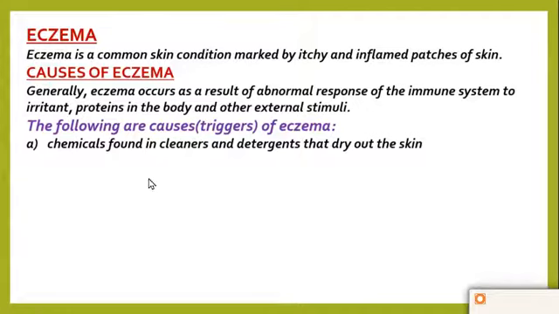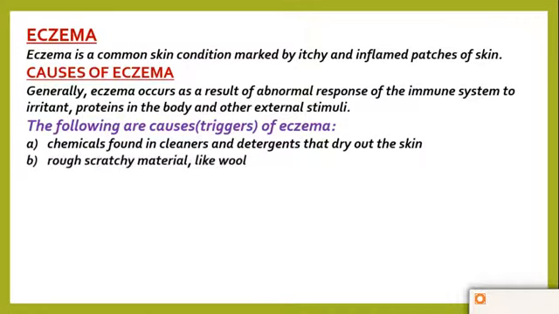So one, chemicals found in cleaners and detergents that dry out the skin. Not all chemicals used on the body are actually good for the skin. That is why it is advisable to see the dermatologist, the doctor that studies the skin, to prescribe the right chemicals to use on your body as a cleaner.